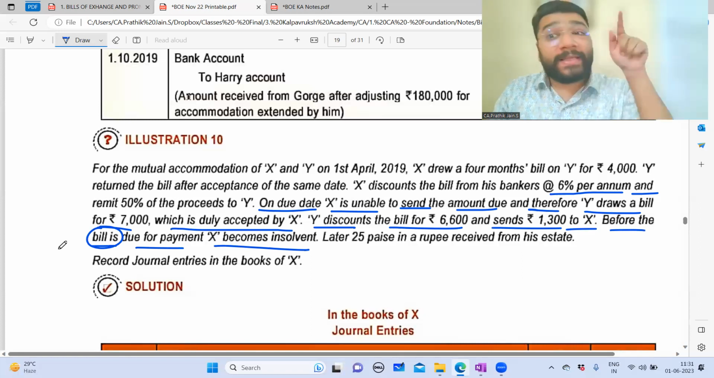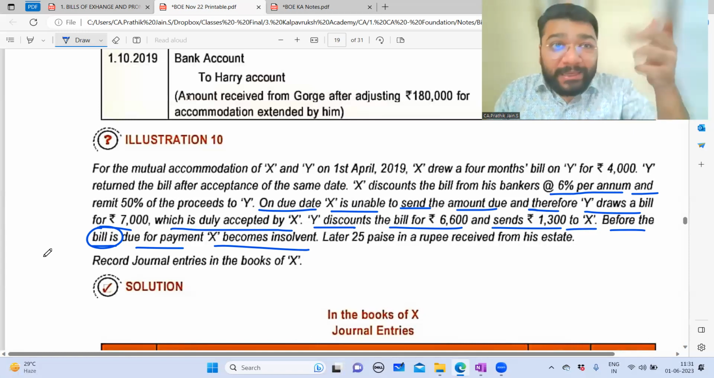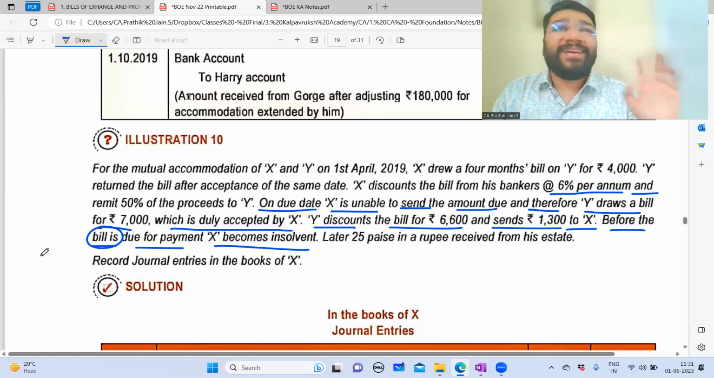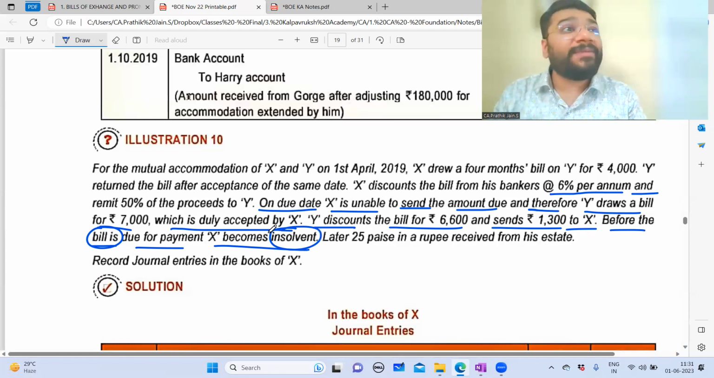Second bill. Second bill, who accepted? X accepted. On the due date, who is supposed to make the payment? X is supposed to make the payment to the banker. If X is not making the payment to the banker, the banker will recover his money from Y. So X has become insolvent. Do you think X can make payment to the new banker, the second banker?